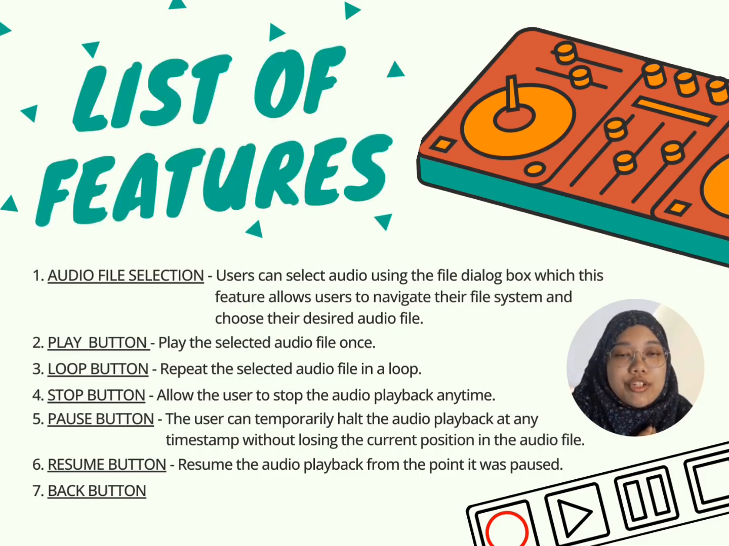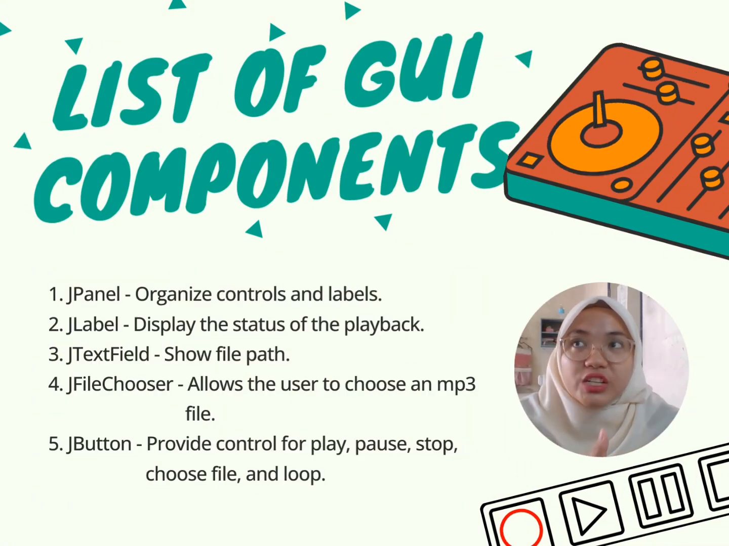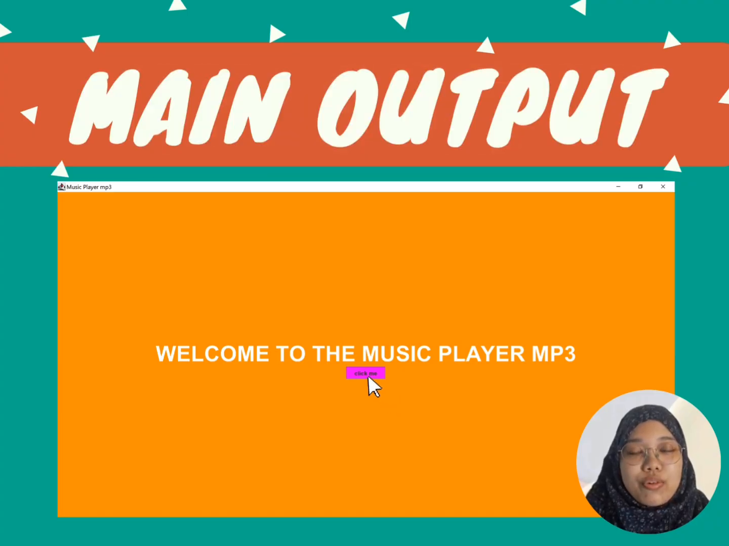Next, we have the list of features that is available in this application. First, we have the audio file selection, which allows the user to select an audio using the file dialog box. Next, we have the buttons that are being used to control the audio. First, we have the play button, and then we have the loop, the stop, the pause and the resume button, and also the back button. Here's the list of our GUI components that have been implemented into our MP3 player: JPanel, JLabel, JTextField, JFileChooser, and JButton. Next, I will show you the main output for this application.